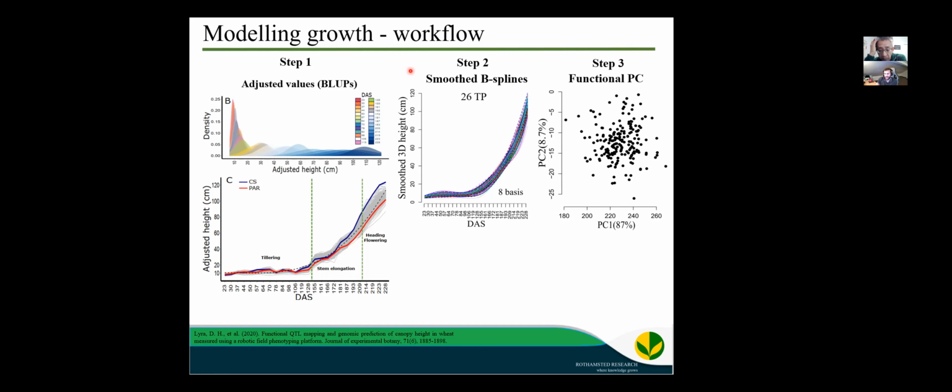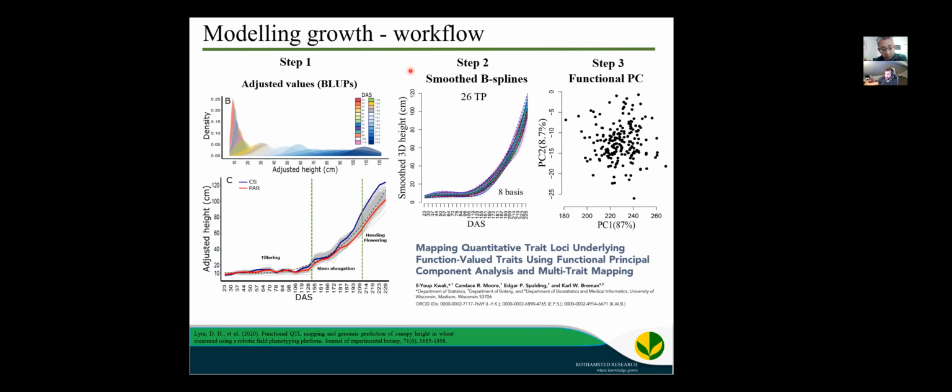And then you basically reduce all of these parameters to 3 or 4 components. This analysis, this workflow, has been published by Kwak and Karl Broman at Wisconsin. That was his publication in 2016. He had a publication in 2014 when he didn't use the splines. He used the traits directly.